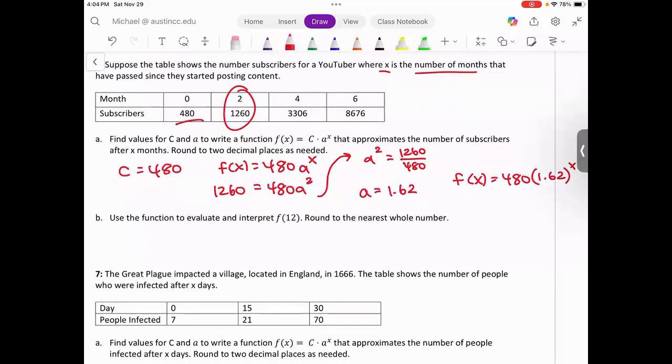Now, let's evaluate and interpret f of 12. So for f of 12, we'll take our function that we just created and input 12 for x. And when we do that, we get 162,780, rounding to the nearest whole number. So what does this mean? It means given an input of 12, we have an output of 162,780. So our input 12 is the number of months. So after 12 months, they had 162,780 subscribers.